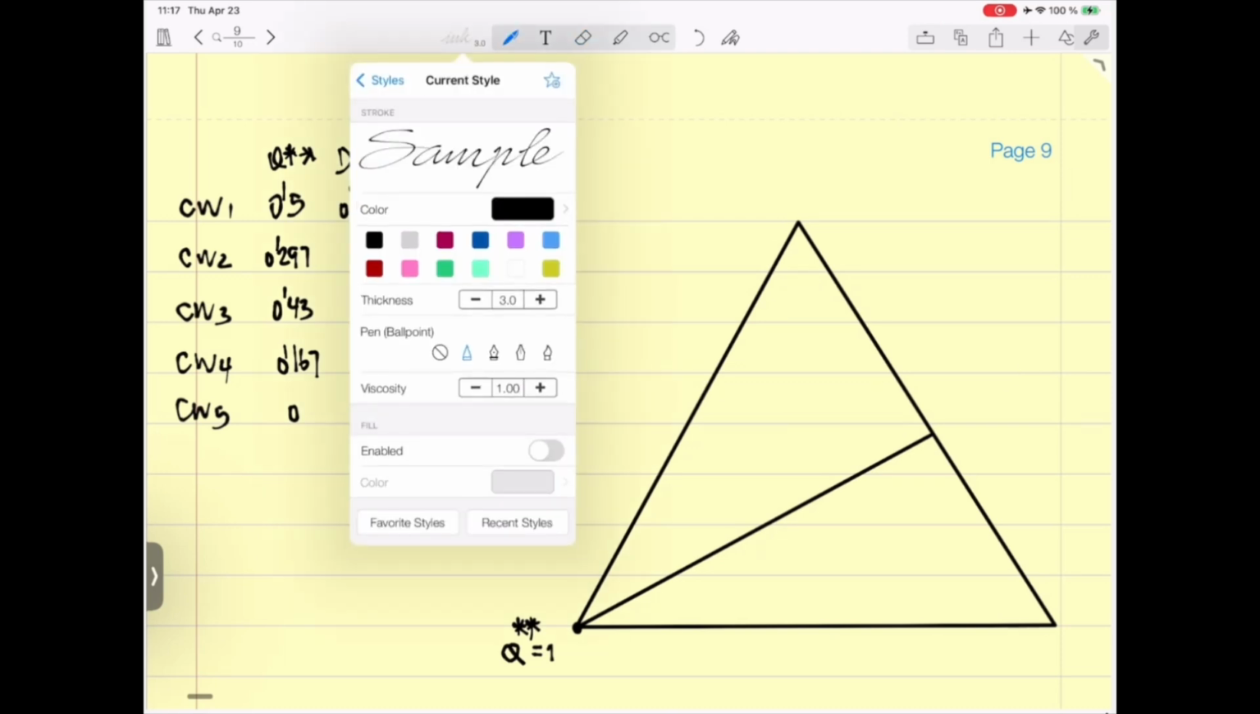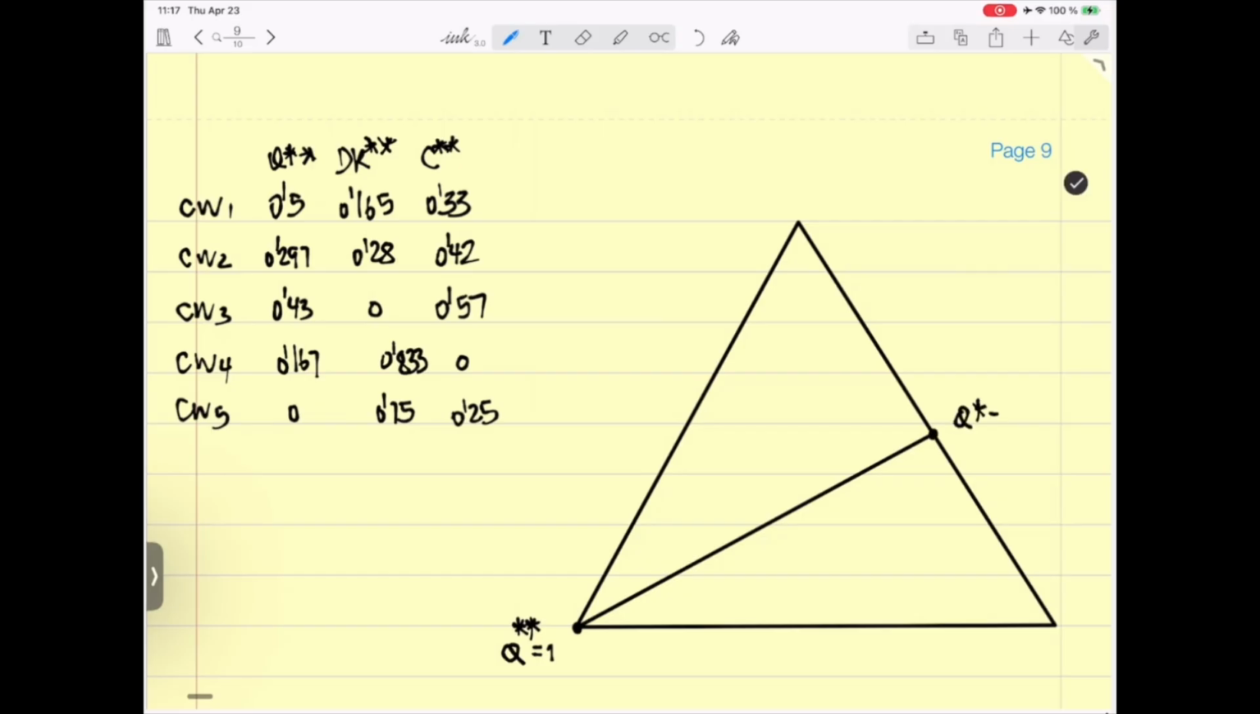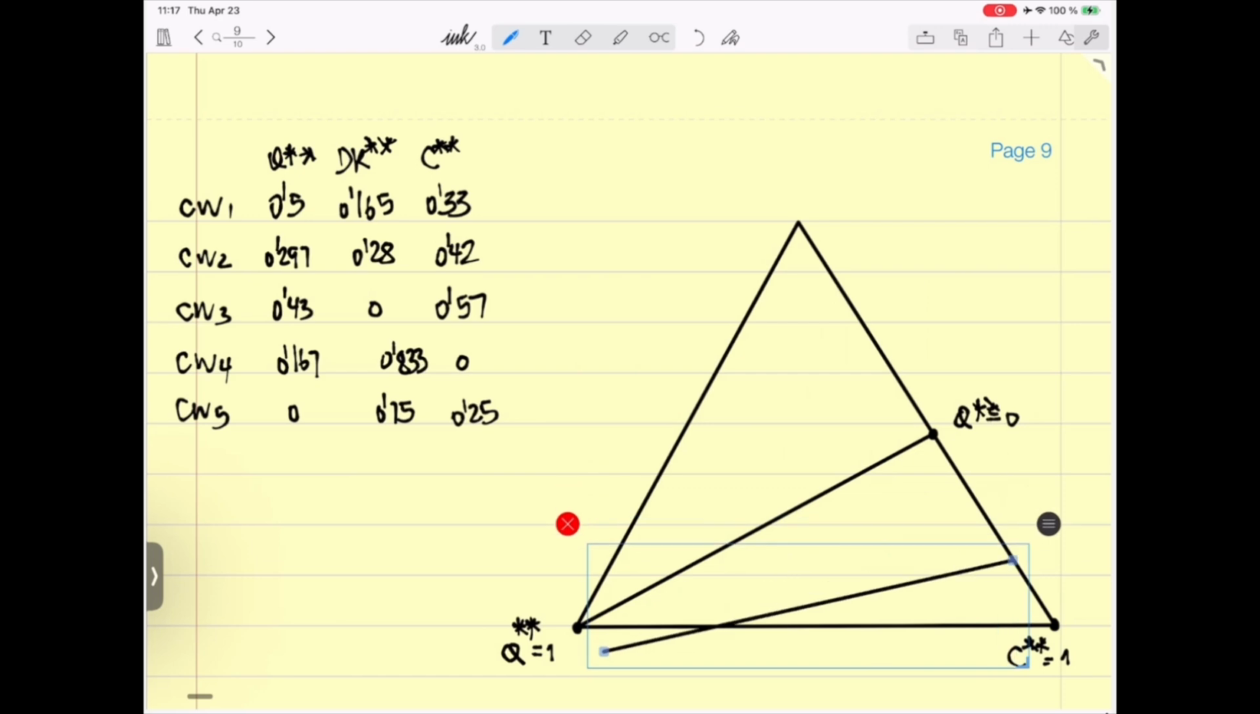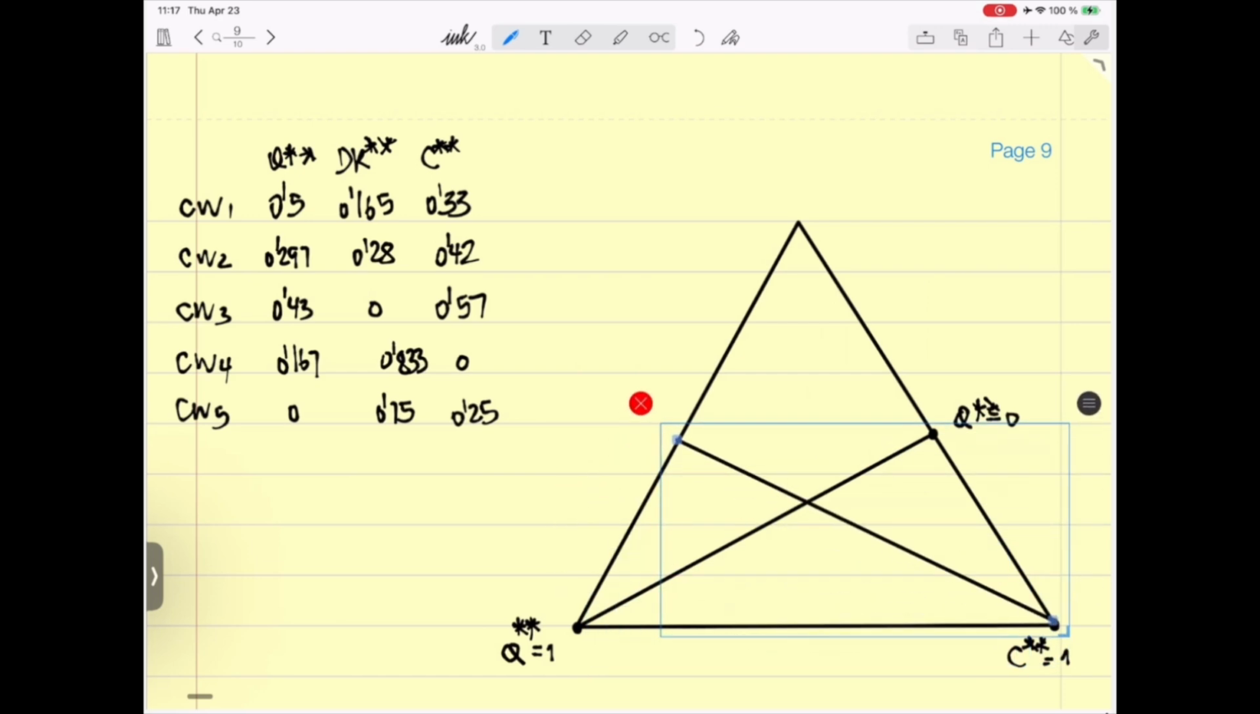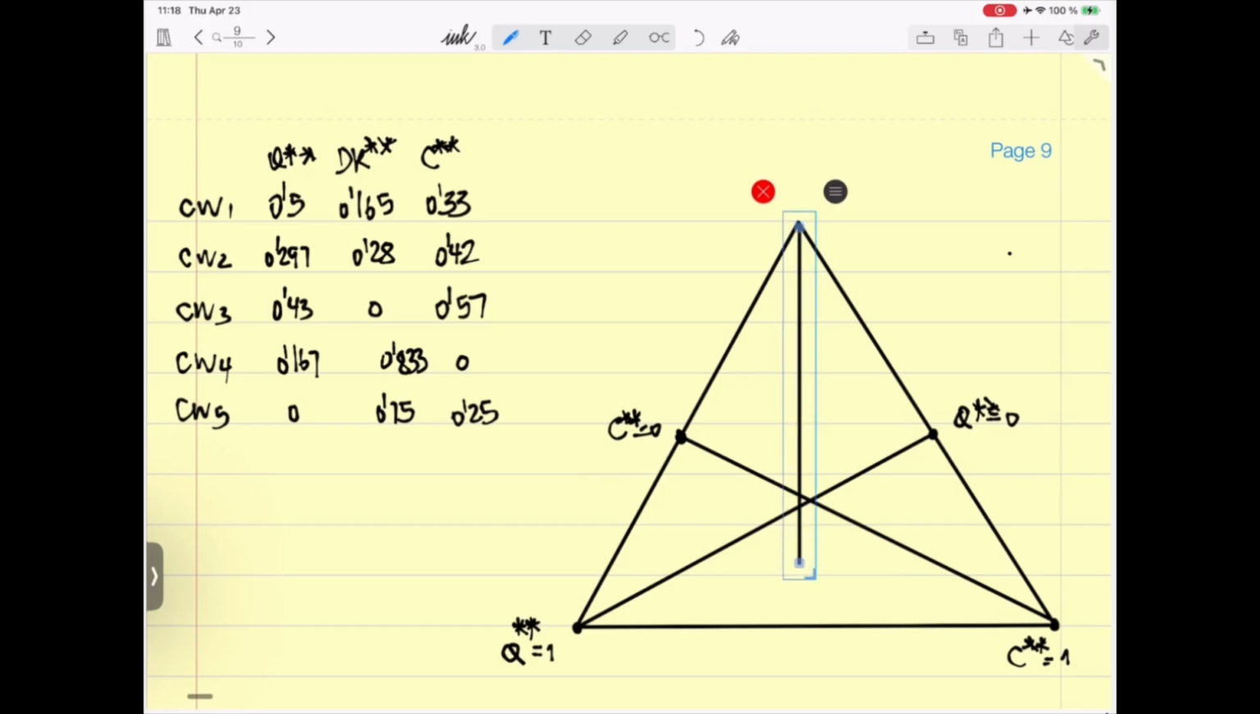So this point is a value Q star star equal to 0. If we take this vertex, we have cost, maybe cost star star equal to 1. And then duplicate here, like this. This point has cost star star equal to 0, and all the points in this line also, okay? And then the vertical, okay, these 3 should be in the same point.